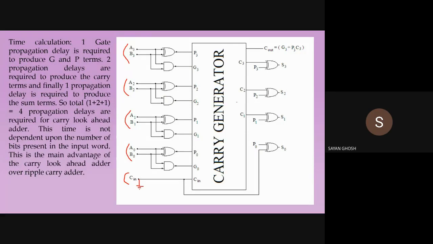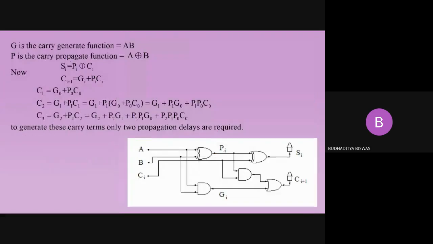This carry generator, the figure is actually no. This is the block diagram. This is not a complete figure. Inside the carry generator, this type of gates are there. These are the carry generator. It is responsible for generating the C1, C2, C3 like this.